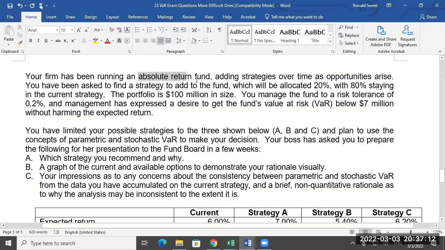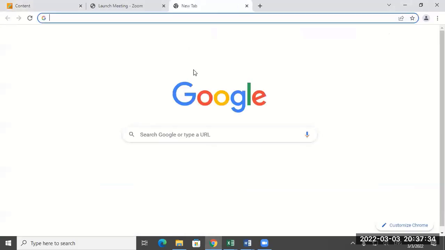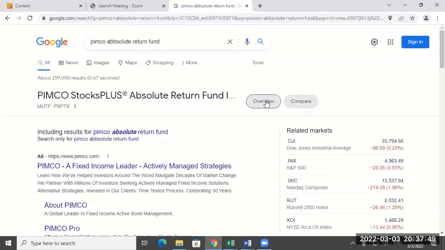An absolute return fund. What is an absolute return fund? Well, they sound great on paper. They usually have a goal of making T-bills plus, so our goal is to make T-bills plus 4%. All right, their goal is to not lose money. If you look at how they actually do, I don't think it's all that great. PIMCO has a famous one, an absolute return fund. What's the ticker? PSPTX. See if I can remember that.